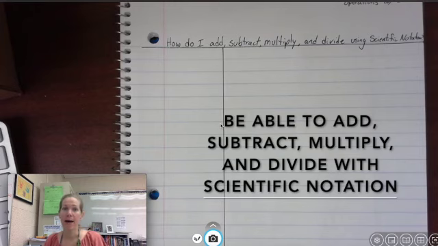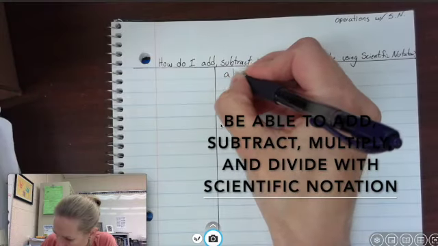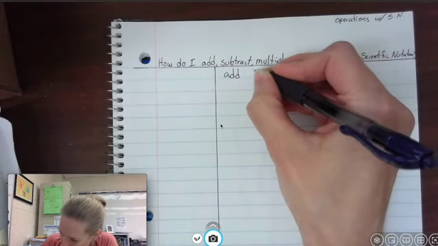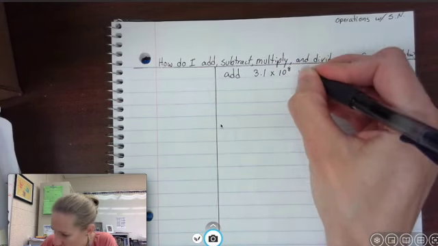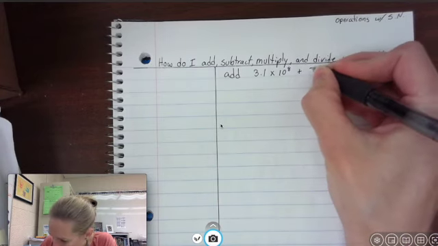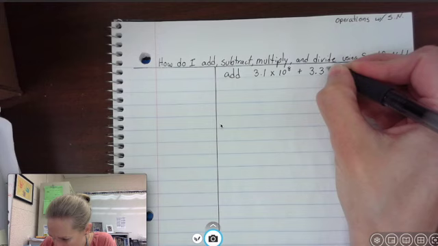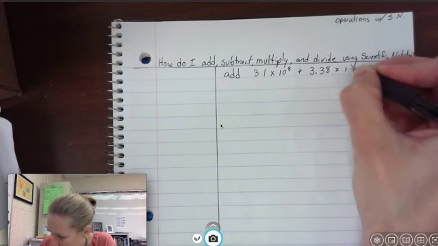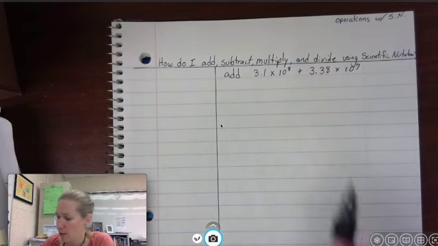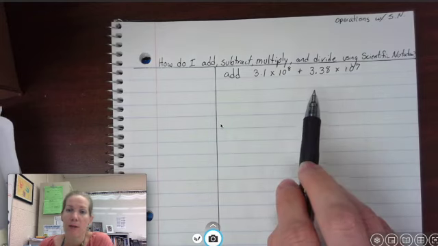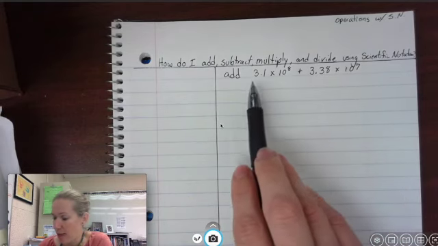The key here is that you have to make sure that the powers on 10 are the same. So let's take these two numbers, add 3.1 times 10 to the 8th plus 3.38 times 10 to the 7th. Now if you notice, these two numbers do not have the same power on 10. So one way we can add these together is take them out of scientific notation.